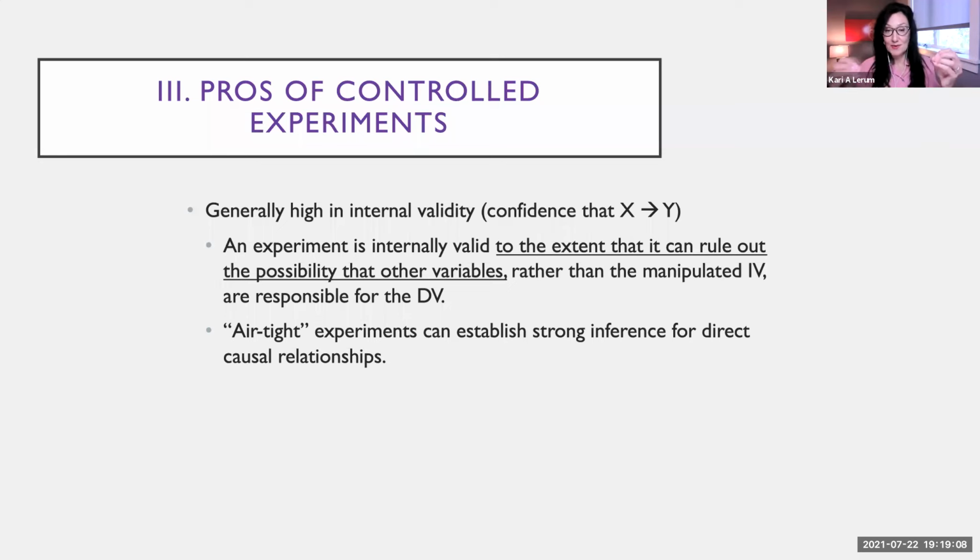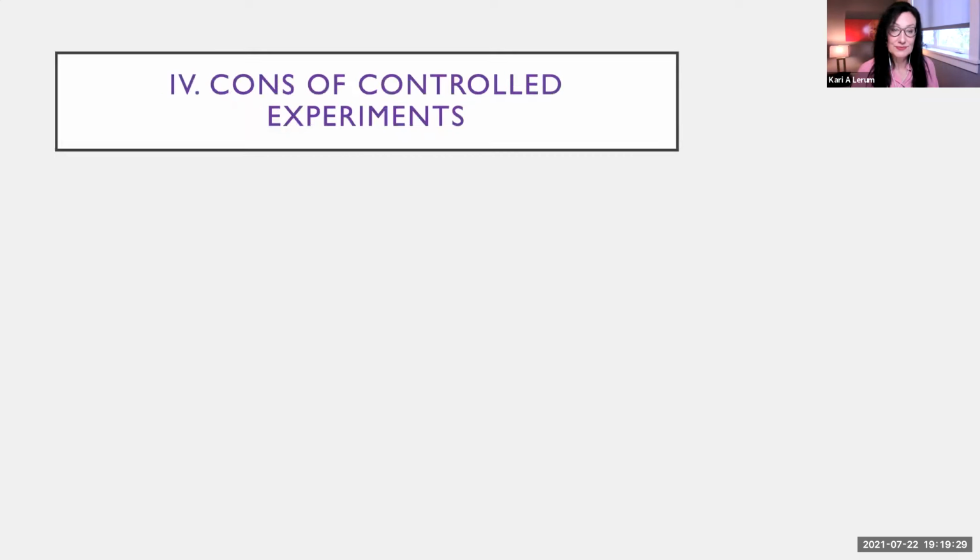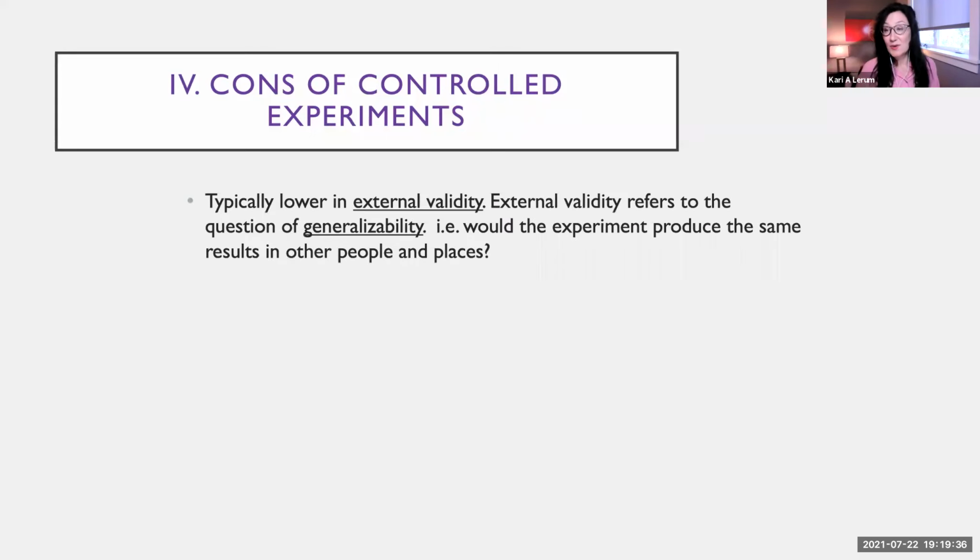So airtight experiments can establish a strong inference for direct causal relationships. Remember, we can never prove anything in science. We can establish strong inference, though, the strongest inference possible when we're talking about controlled experiments for causal relationships. There are at the same time a number of cons or drawbacks from controlled experiments. They are typically lower in external validity. So just as they are higher in internal validity, they are also lower typically in external validity.